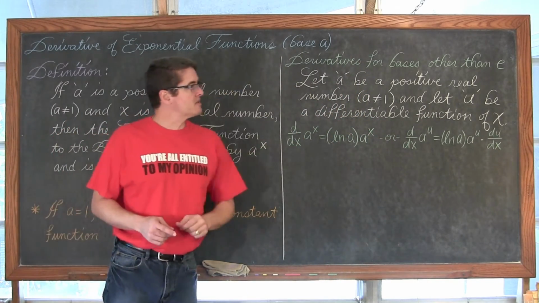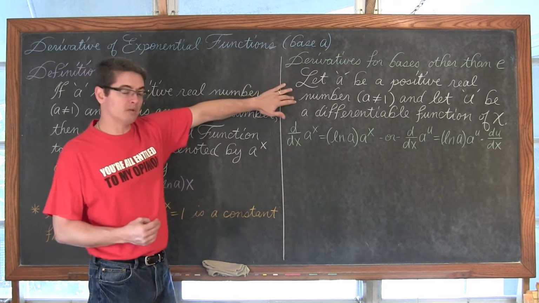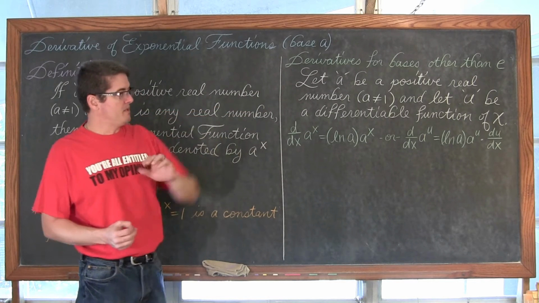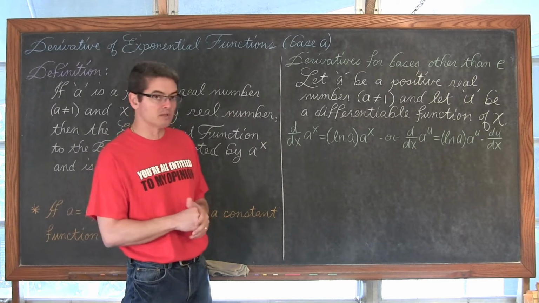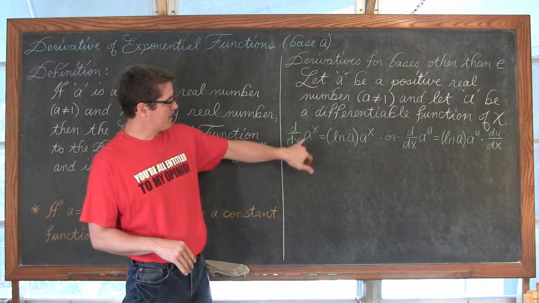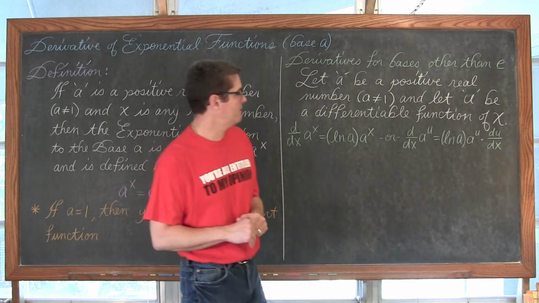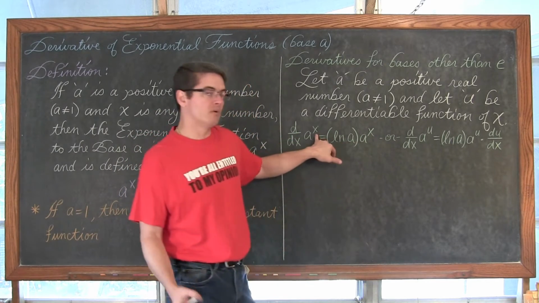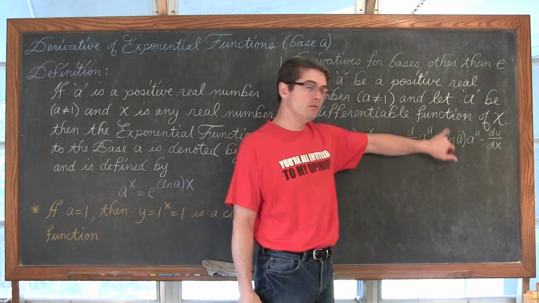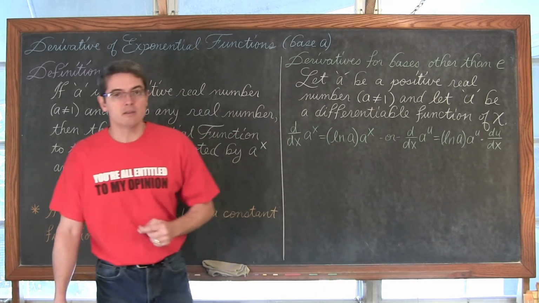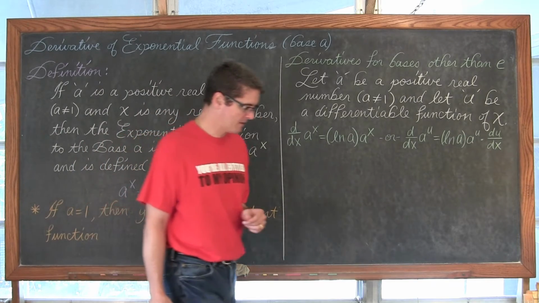The derivatives for bases other than e: let a again be a positive real number not equal to 1, and let u be a differentiable function of x. For the vast majority of the problems we're going to do u substitution at this point. So the derivative with respect to x of a to the x is equal to the natural log of a times a to the x. Or when that exponent isn't just a simple x, and you do a u substitution, the derivative with respect to x of a to the u is the natural log of a, times a to the u, times the derivative of u with respect to x.